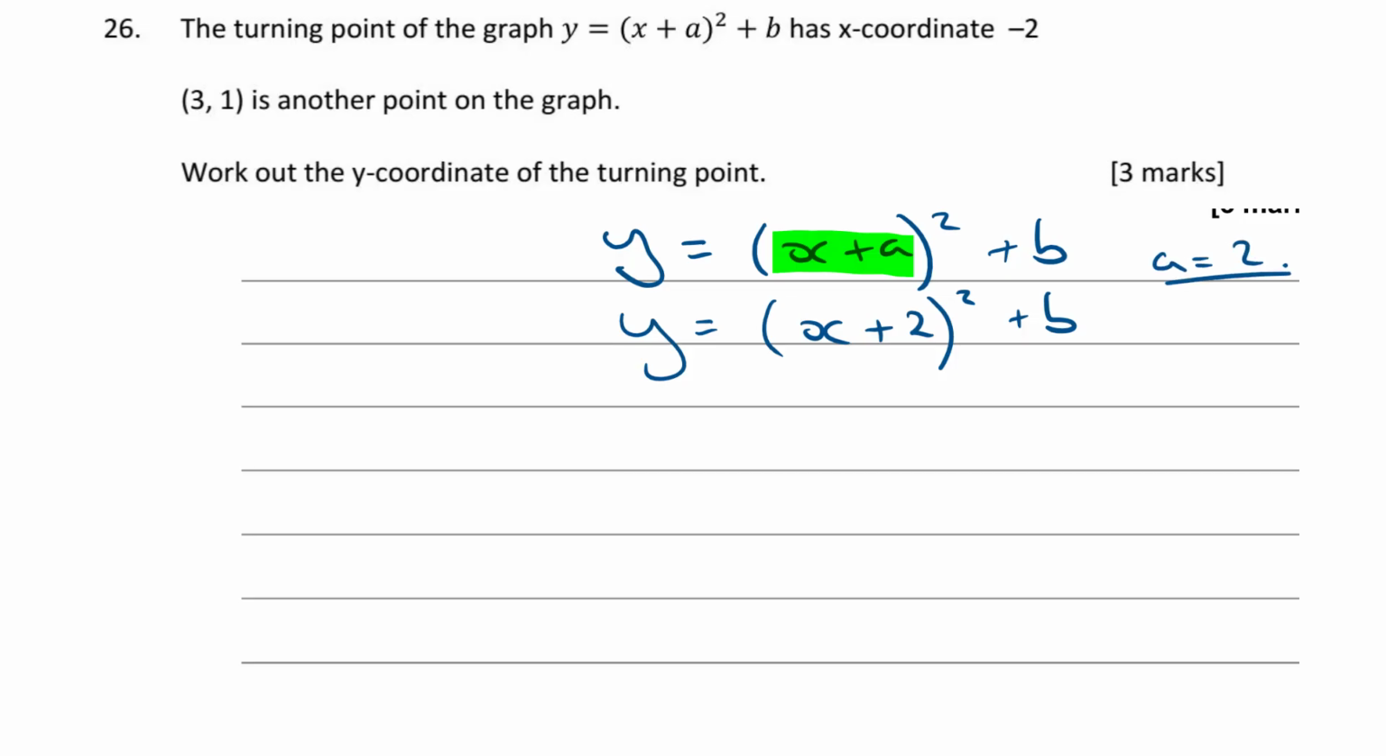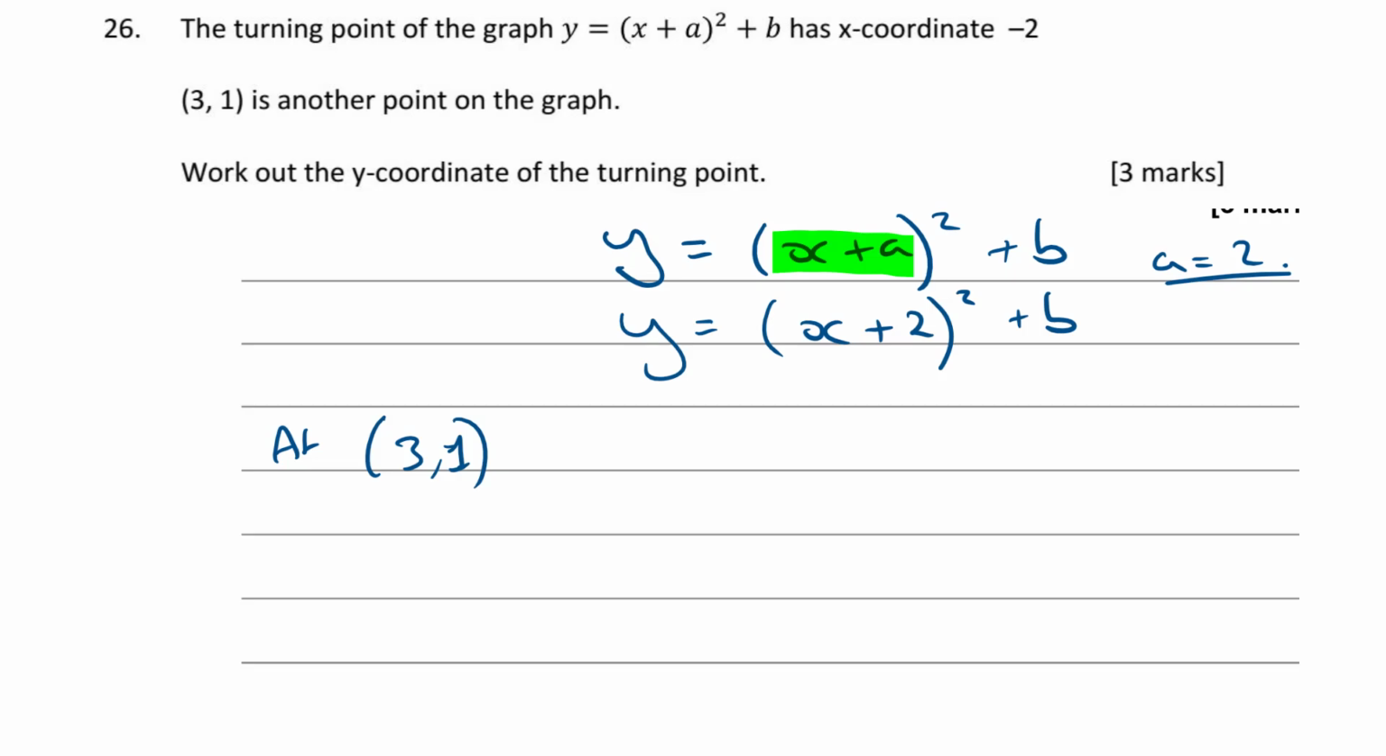So a is equal to 2, isn't it? That's what we discovered. So (x plus 2) all squared plus b is going to be our turning point. So when x is minus 2, plus 2 is 0, that's going to be its minimum value. Okay, now we know that (3, 1) is another point on the line. That means if I sub in 3 and 1 for x and y into this equation, then the only thing unknown there is going to be b, isn't it? So we can find b.